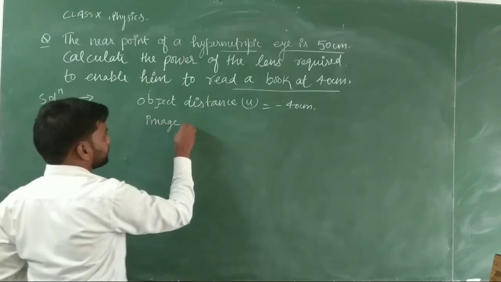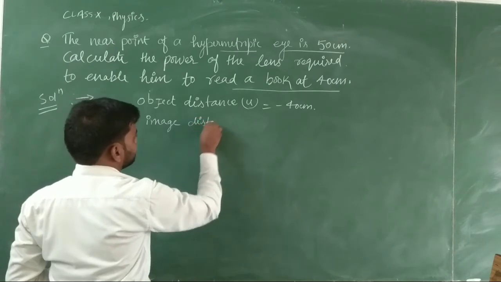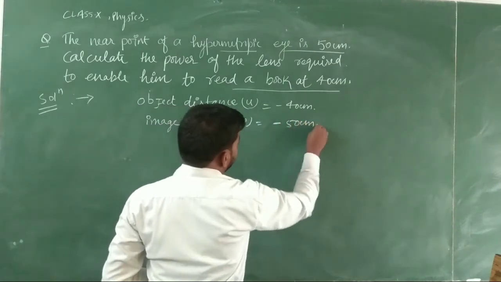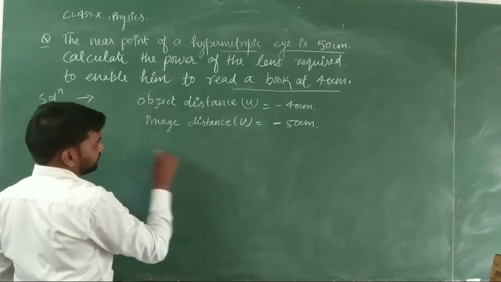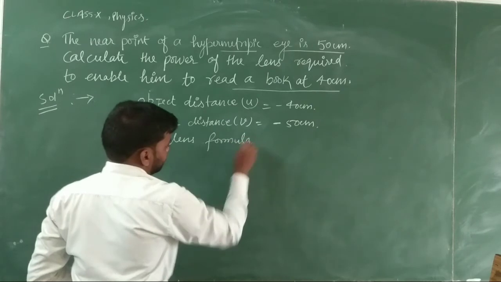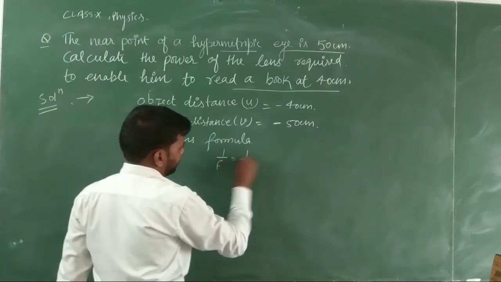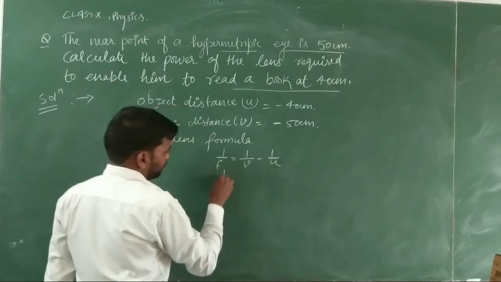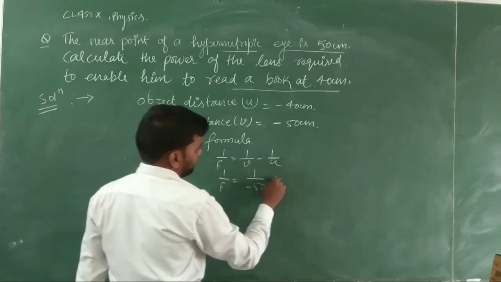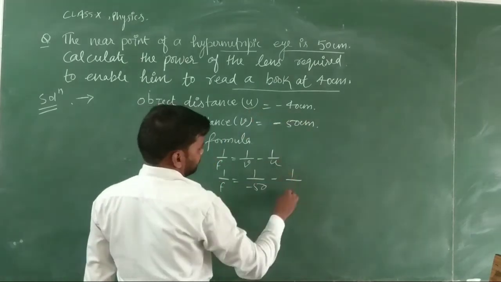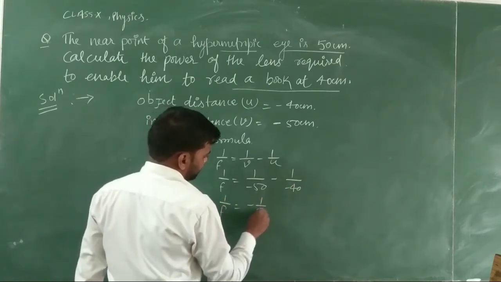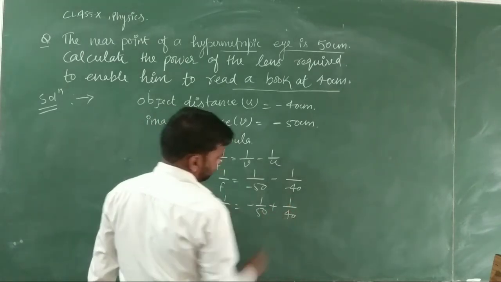So the image distance will be, that is v equal to minus 50 centimeter. Okay, we need to find out the focal length. So we will use here the lens formula, that is 1 upon f equal to 1 upon v minus 1 upon u. 1 upon f equal to 1 upon v. What is the value of v? It is minus 50, minus 1 upon u. Value is minus 40. 1 upon f equal to minus 1 upon 50 plus 1 upon 40.